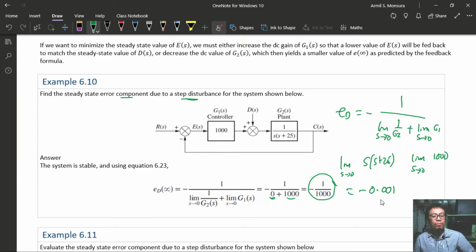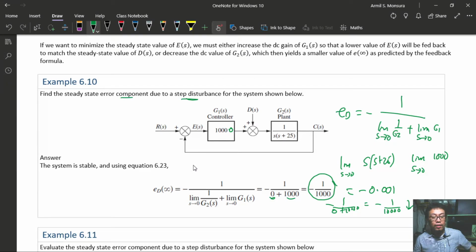Okay. So, take note na halimbawa, pag ito, tinaasan nyo to. Okay, gawin natin 10,000 ito. Okay. What would happen is that becomes negative 1 over 0 plus 10,000. So that would lead to 1 over 10,000, which is a lower value. Okay. So again, pag tinaasan natin yung forward o yung DC gain ng controller ninyo, that would lead to a lower error due to the disturbance.